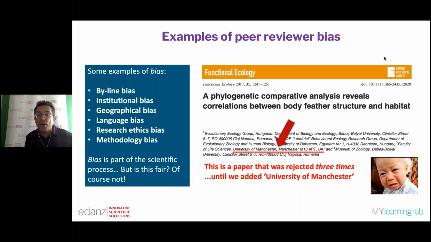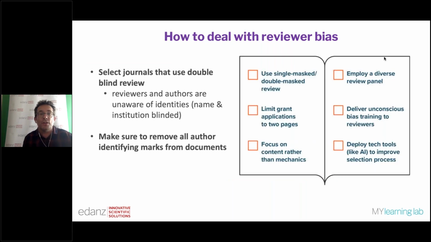Here's a paper that we published. Eventually, it was rejected 3 times. Hungarian, Romanian names, institution names on the paper. It finally got published when we added the University of Manchester. So in cases like this, for these kinds of reasons, I'm advocating double-blind peer review, because bias in peer review certainly does exist. We can help you deal with it.